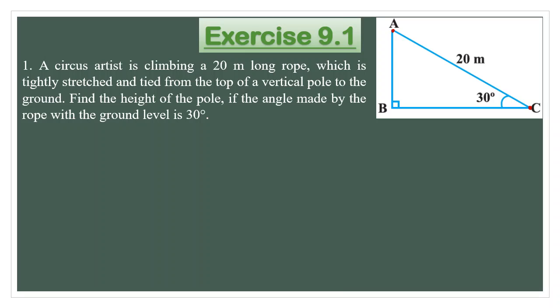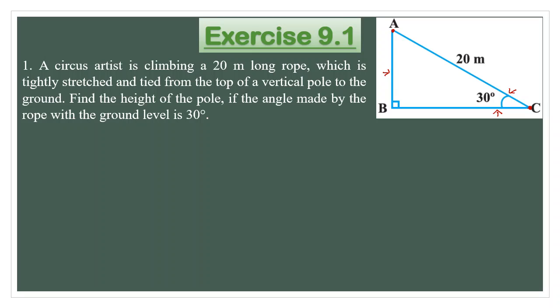Also the angle between the ground, that is the horizontal level, and the line of sight. Now see, one end is here, another is here. So the angle is between the rope and the ground, so this is the rope and this is the ground level. So here the angle is 30 degree. So the angle of elevation is 30 degree here. We need to find out the height of the pole. So basically we need to find out AB.